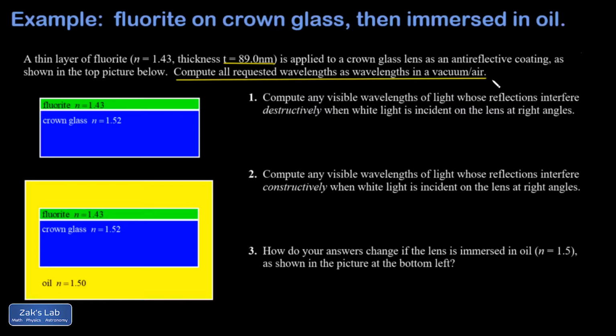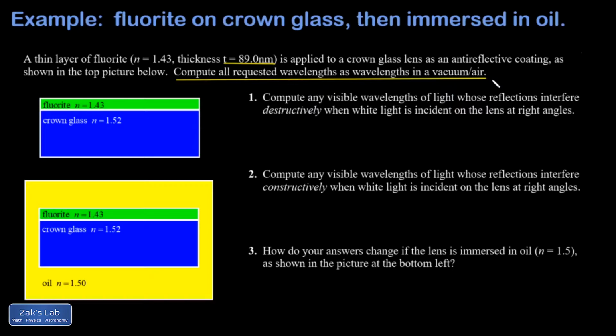In the third part of the question, we take the entire lens and immerse it in oil, and this creates a bit of a new situation because the oil has a higher index of refraction than the fluorite. That creates a slow to fast to slow transition, and this forces us to go back to first principles and figure out the wavelengths that will interfere constructively and destructively, because we never found a formula for this slow to fast to slow situation.